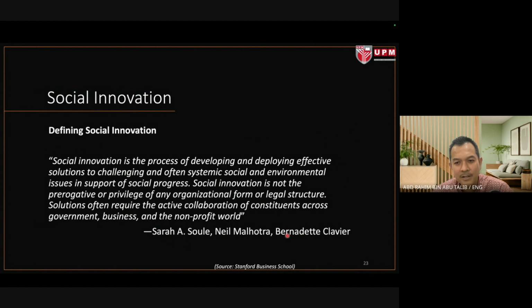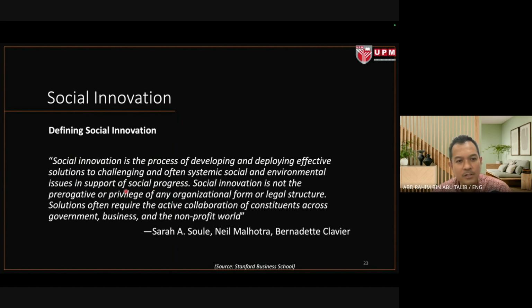the authors here, Sarah, Neil, and Bernadette from the same school, Stanford, how they define social innovation. They define it as the process of developing and deploying effective solution to challenging and often systemic social and environmental issue. Right? It can be social issue. It can be environmental issue to support social progress.